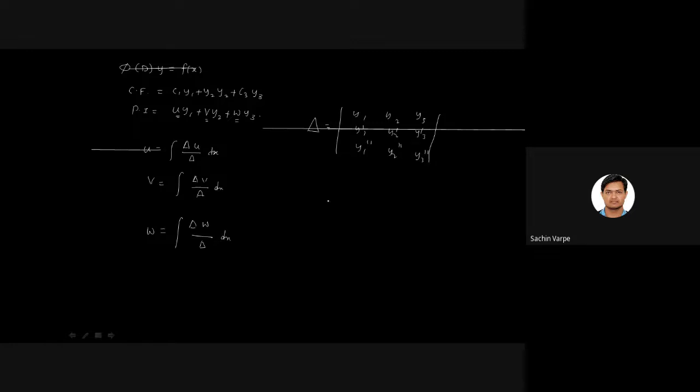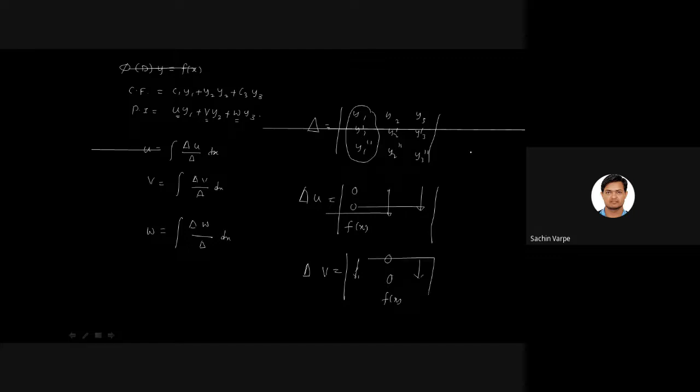Now delta u is obtained when the first column of this is replaced by 0, 0, f of x, and the remaining two columns are the same as they are. Similarly, for delta v, the first column will be the same, the second column is replaced by 0, 0, f of x, and the third column will be the same as in delta. And similarly, delta w we can write, that is a determinant of, isn't it? So this is for third order differential equation.